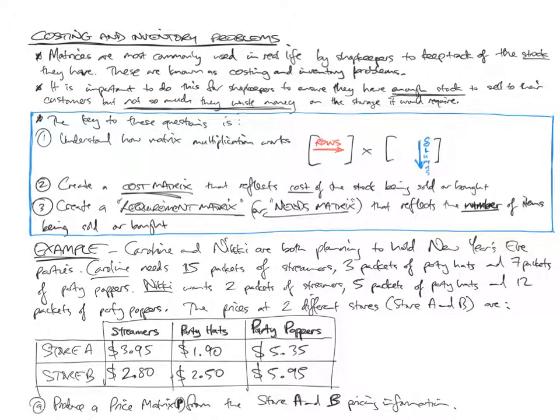As I've said before, matrices are just tables with all of the fluff around them taken out. All that's important really in a table is the numbers inside. So the key to doing these questions is understanding how matrix multiplication works again. It is the rows multiplied by the columns and then add together the results. You need to be able to read the question and create a cost matrix that reflects the costs of stock being sold or bought. And lastly, you need to be able to create a requirements matrix or needs matrix that reflects the number of items being sold or bought.